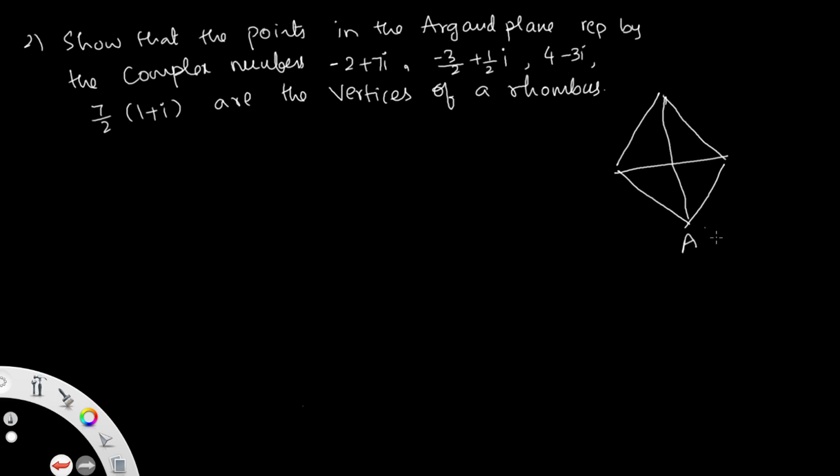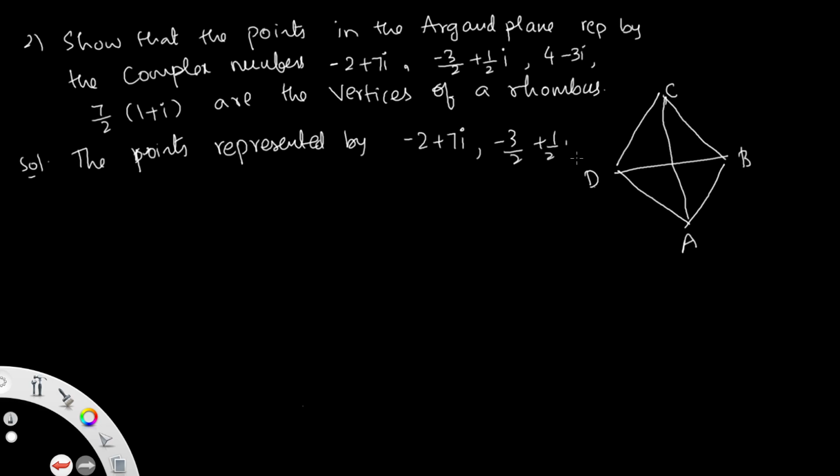Let the points be A, B, C, D. The points represented by minus 2 plus 7i, minus 3 by 2 plus 1 by 2i, 4 minus 3i, 7 by 2 into 1 plus i. Let us take the first point as A.